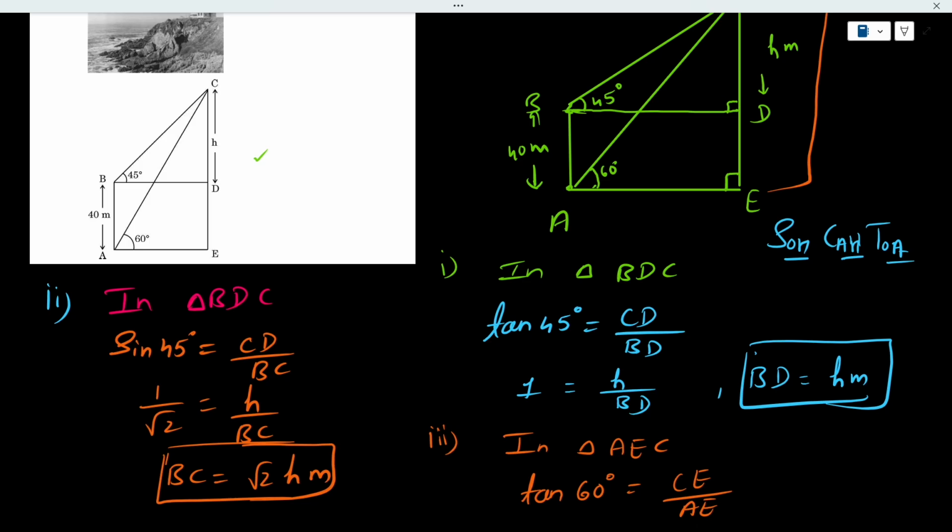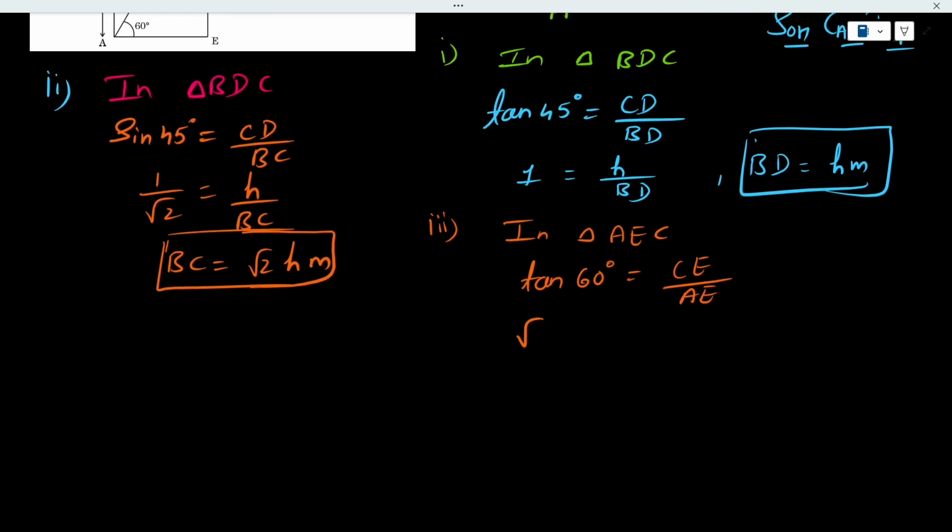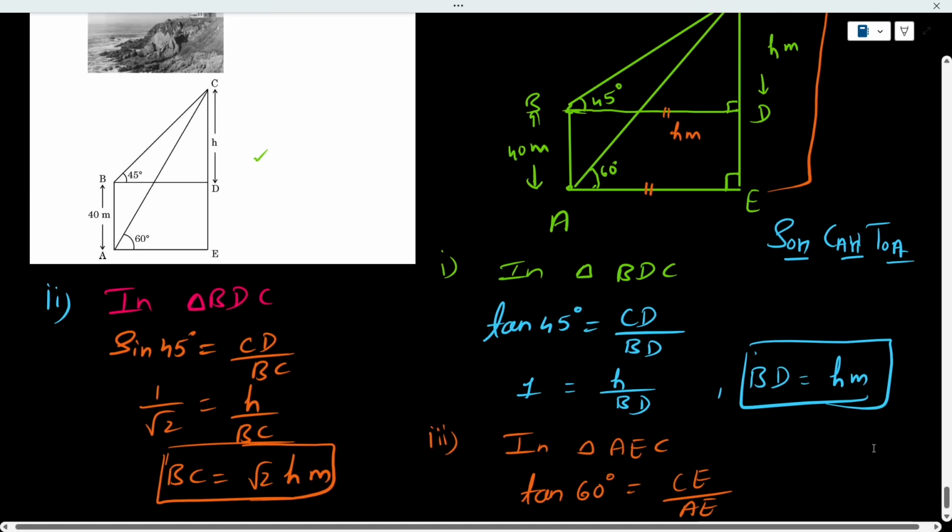Now see here, BD is equal to AE, and BD from the first bit you already have as H meter. So substitute the value. Tan 60 is root 3, CE will be H plus 40. Why is it H plus 40? One more time, you need to write down here that it's 40 meter, opposite sides are equal. That you need to mention here.